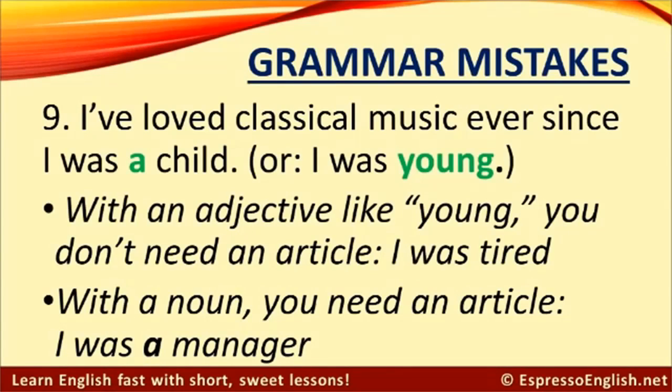When using an adjective like young, you don't need an article. You can say I was hungry, I'm tired, etc. But when using a noun like child, then you need an article. I was a child. I was a manager. I'm a sports fan, etc.